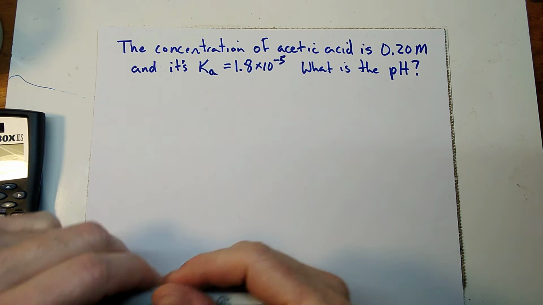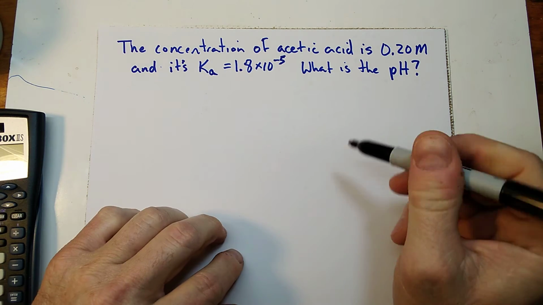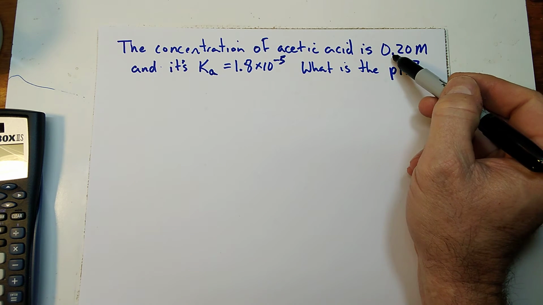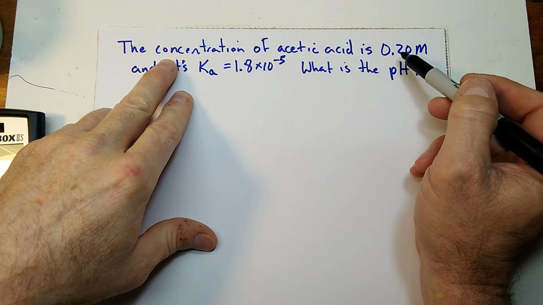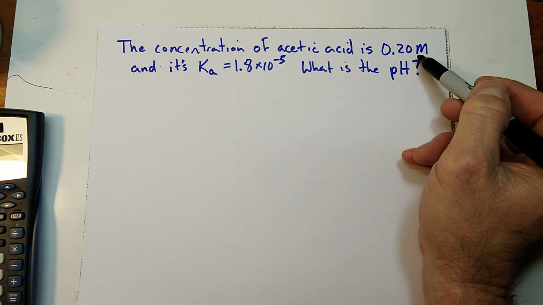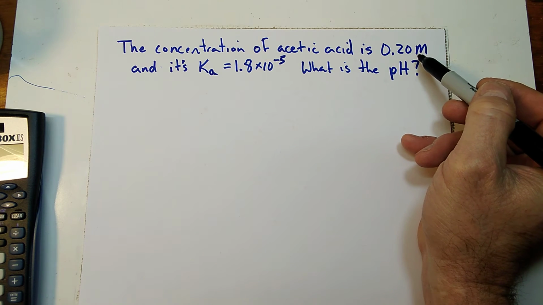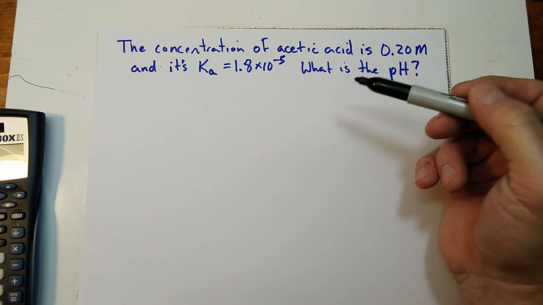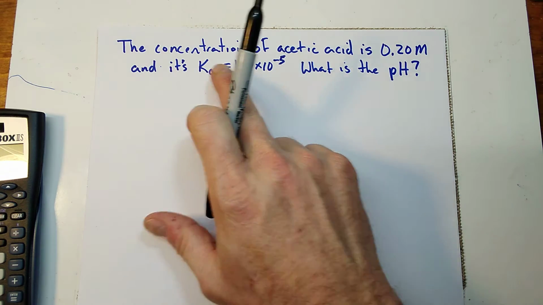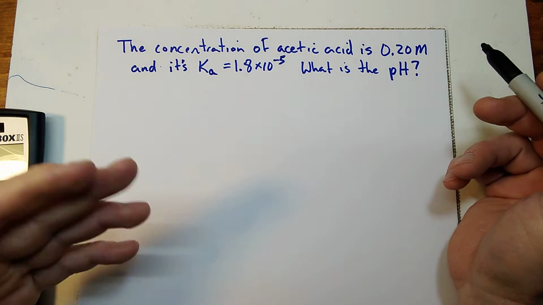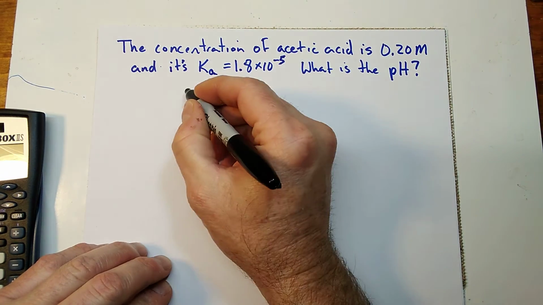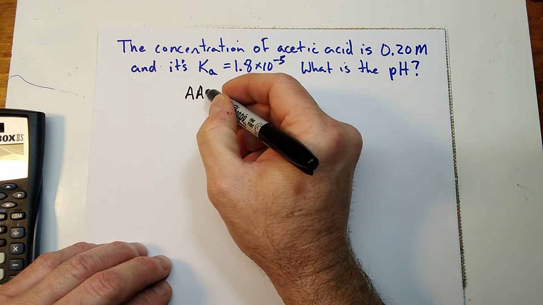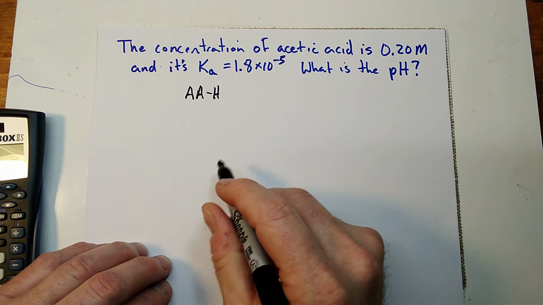We have an acid-base problem, or a problem involving the acidity of an acetic acid solution. And they say the concentration of this solution is 0.20 molarity. Now, if the solvent isn't given for a certain concentration, you assume it's water. So we'll do that for this. We'll represent acetic acid as just AA, and we'll put an H on it, the acidic proton.